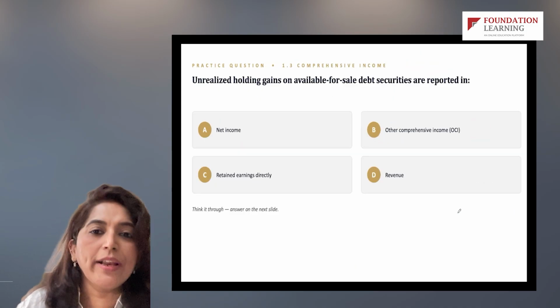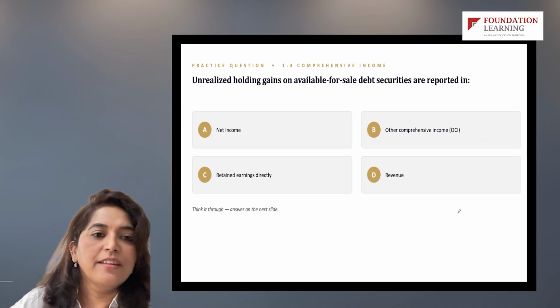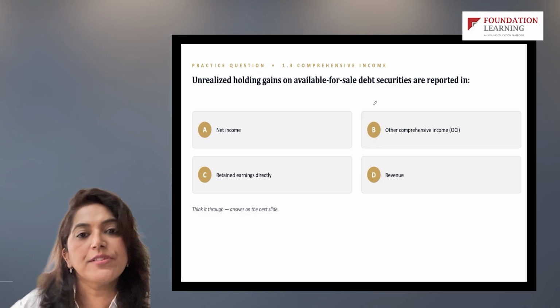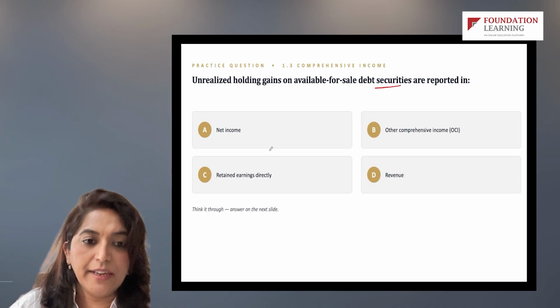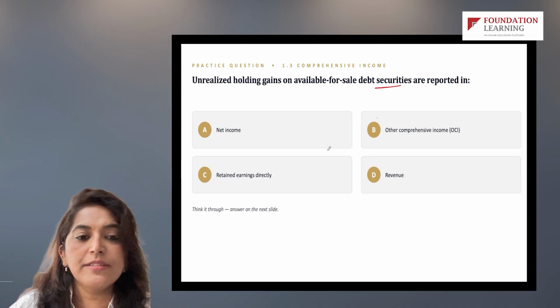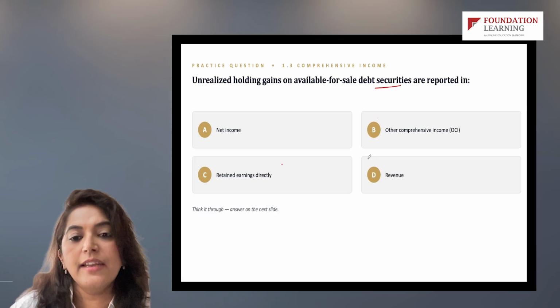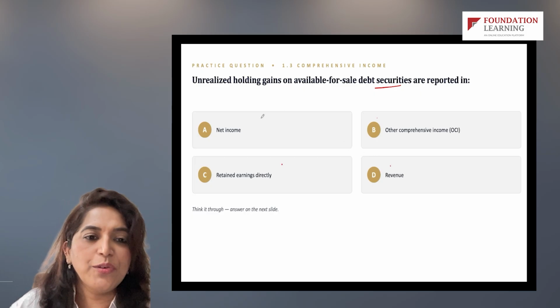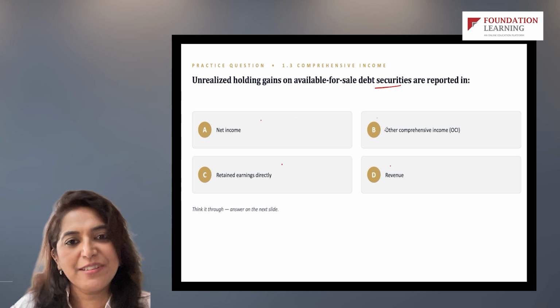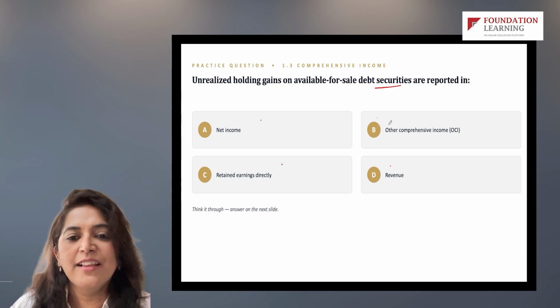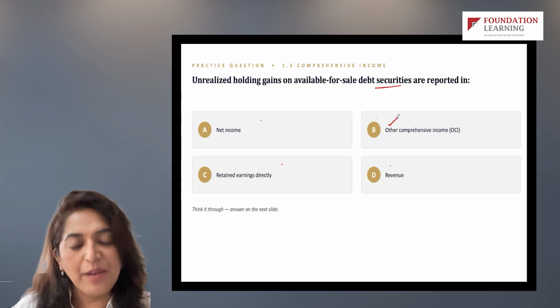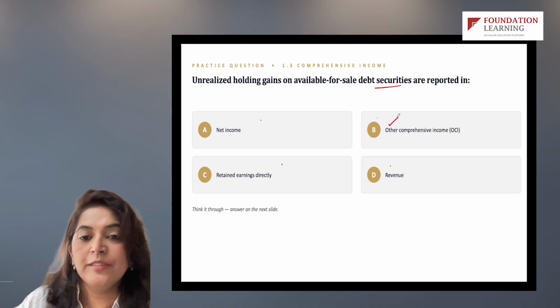Now let's quickly do a knowledge check question, right? Unrealized holding gains on available for sale debt securities are reported in net income, other comprehensive income, retained earnings directly, or revenue. So this is the concept we just discussed. So other comprehensive income is the correct option, right?